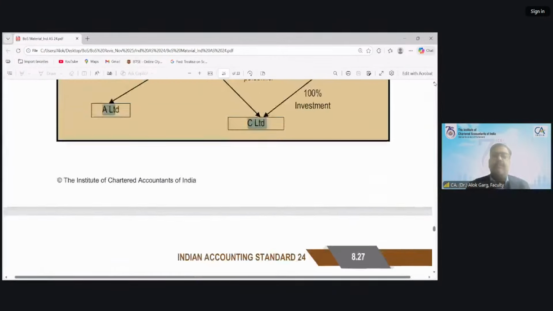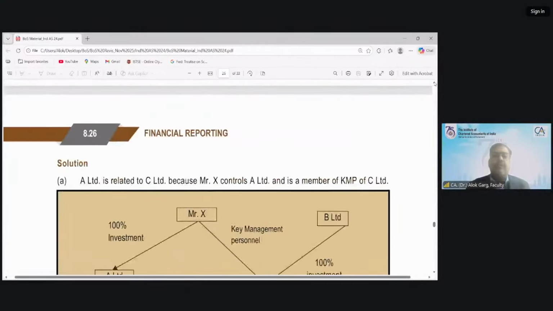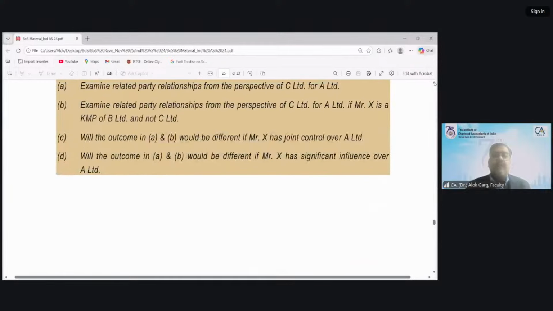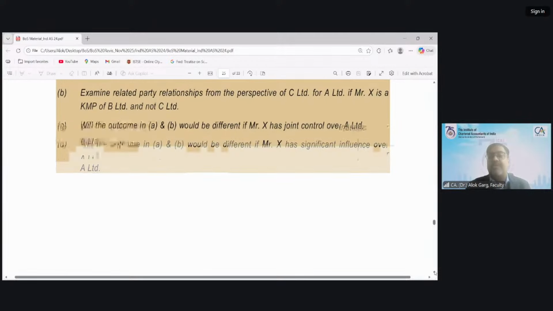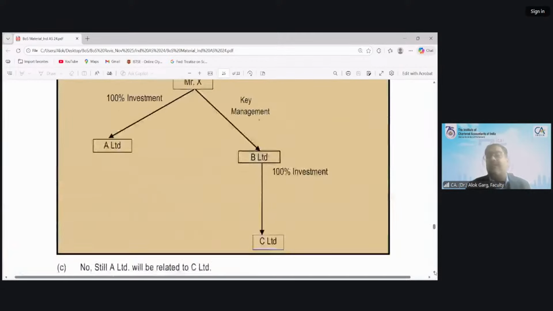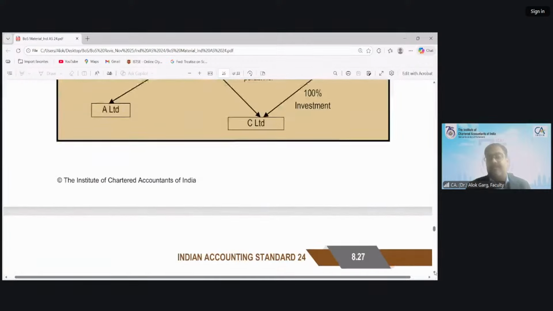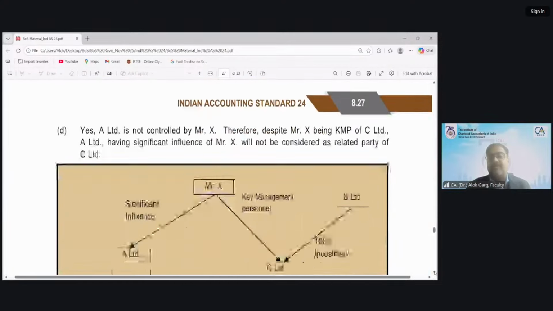Right? Now, the fourth point. Will the outcome in A and B would be different if Mr. X has a significant influence over A Limited? Mr. X does not have a control, does not have a joint control. Mr. X has a significant influence over A Limited. And Mr. X is a KMP in C Limited. What will happen now? Yes, sir.